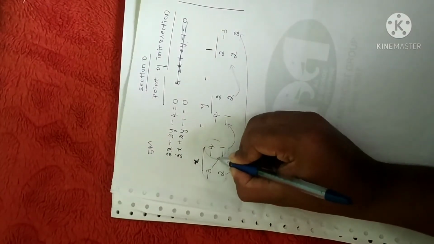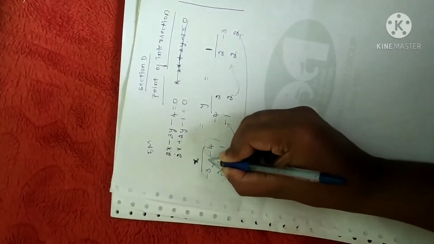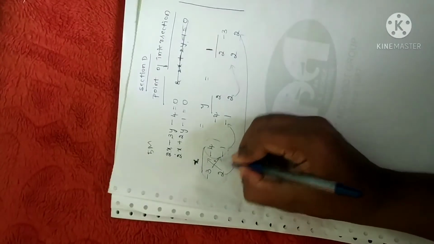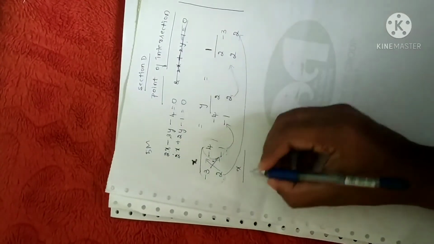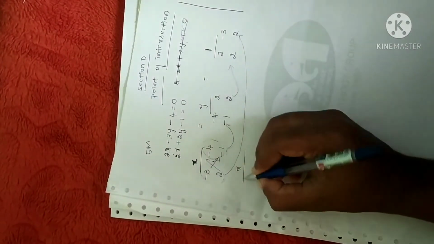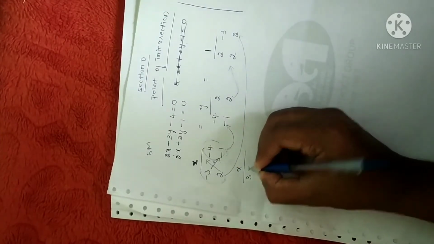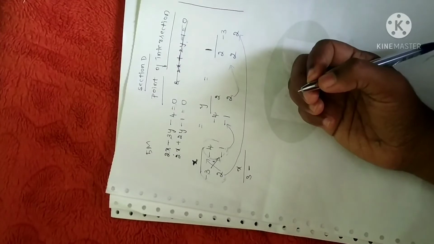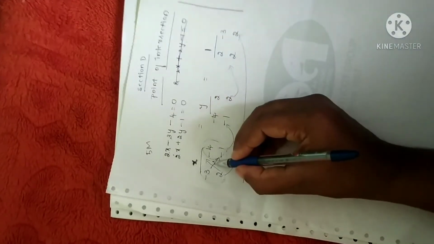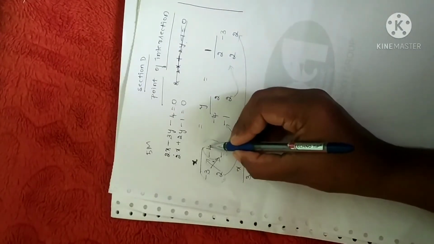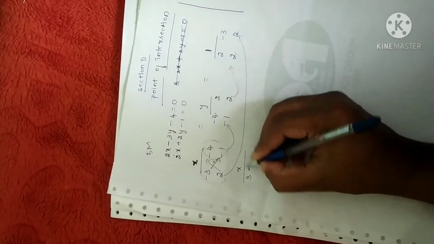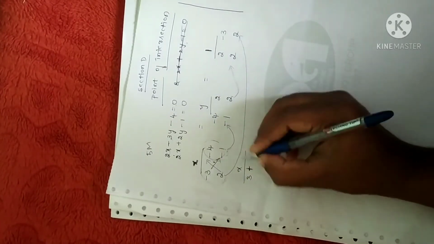First you have to multiply these two values. Next you have to do this. First this value you have to multiply: minus 3 into minus 1. Minus into minus is plus, 3 into 1, 3. In between you have to put a negative sign. This is something like solving a determinant, but not exactly. 2 into 4 is 8. Minus already you have. Since minus into plus minus, again it will become plus.